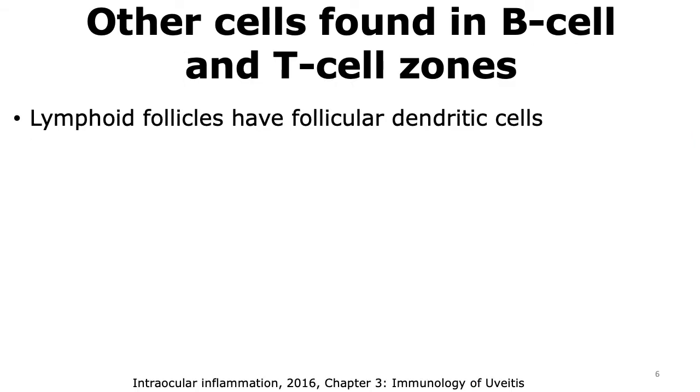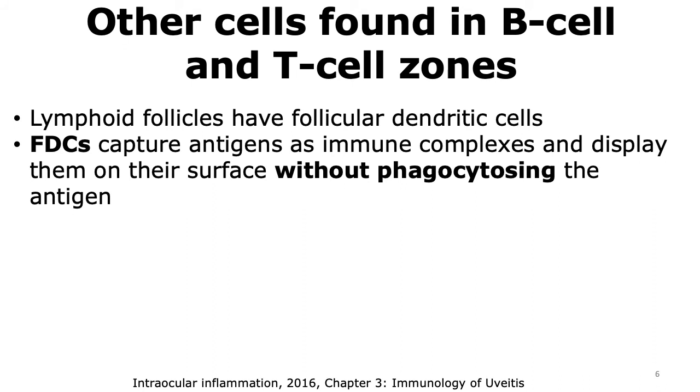Now, in these B cell and T cell zones, we are able to find other types of cells also. So in the lymphoid follicles, we do find a type of dendritic cells called follicular dendritic cells. Follicular dendritic cells, also called FDCs, are different than the bone marrow-derived dendritic cells. The main difference is that follicular dendritic cells are able to capture antigens as immune complexes, and they don't phagocytose the antigen, but simply display the immune complex containing the antigen on their surface.